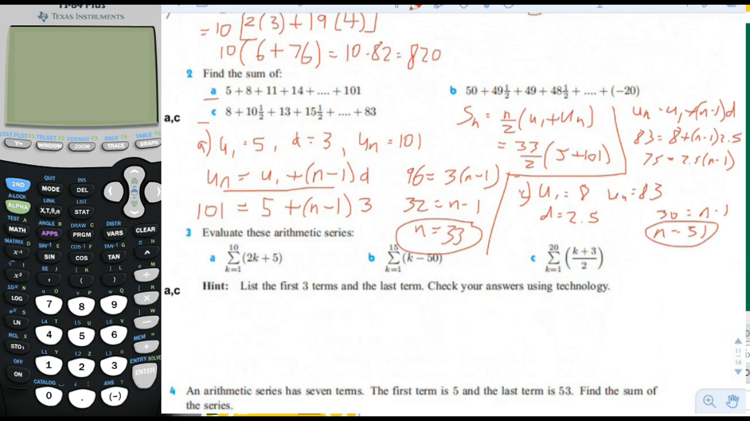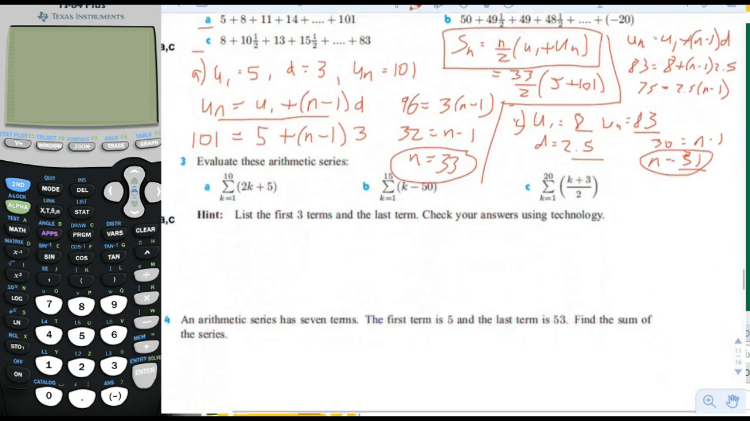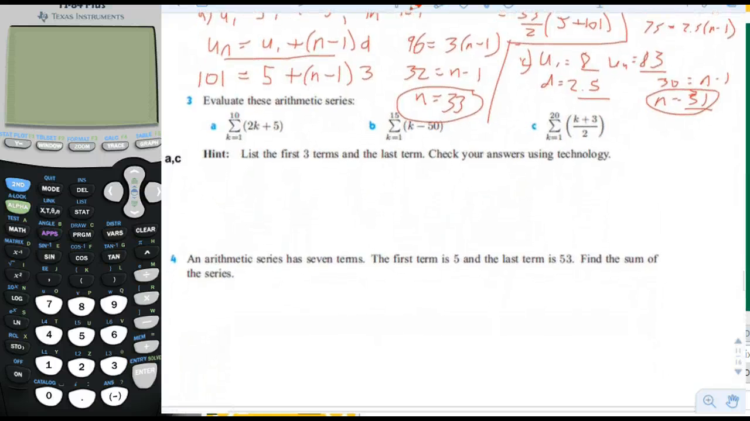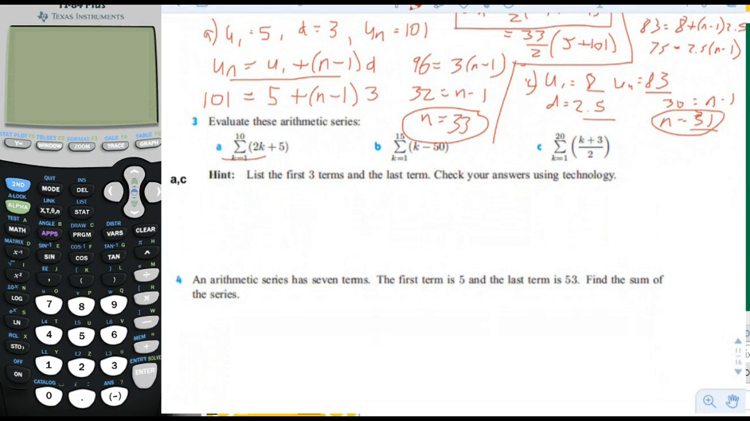Now that you know n, now you can go back and use this formula, the sum formula, to figure out what S sub n is, because you know D, you know U1, you know UN, and now you also know that n is 31. Okay? All right. Number 3, evaluate these arithmetic series, letter A and letter C.